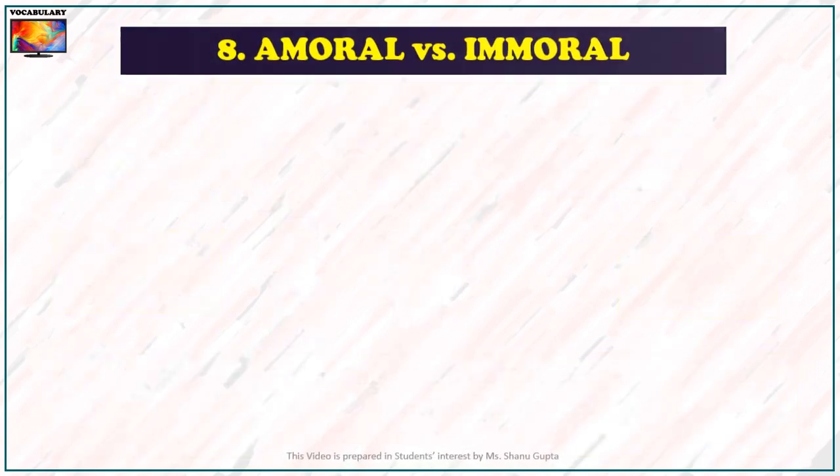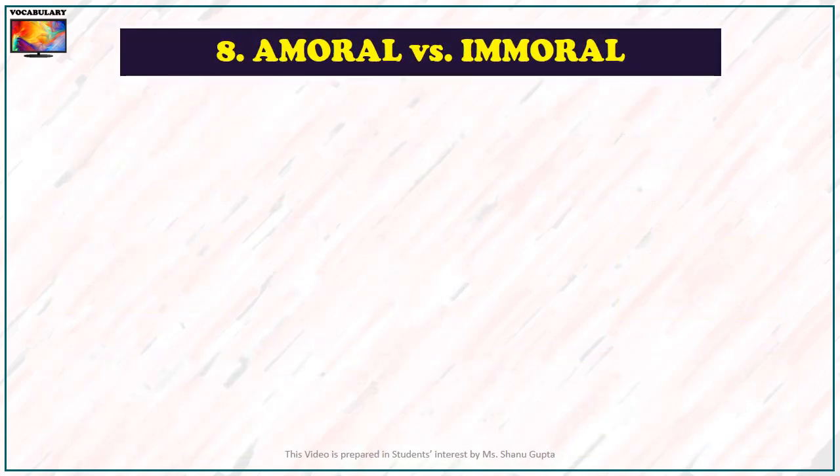Next pair is amoral versus immoral. We all study moral science as a subject in school, and as you would have guessed, both these words are related to morals or the sense of right and wrong. The prefix a in amoral and the prefix im in immoral are both known to form opposites. So one might guess that amoral and immoral both mean not moral. But there is a catch here.